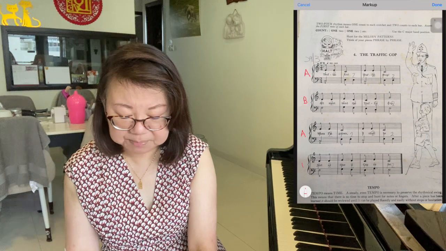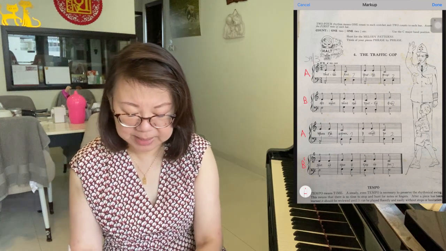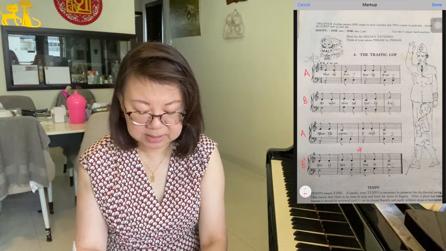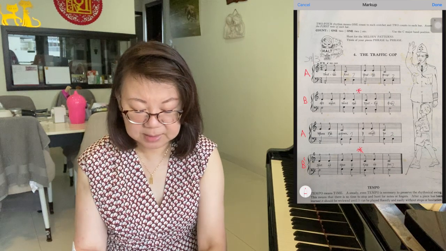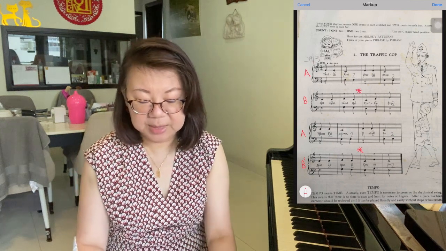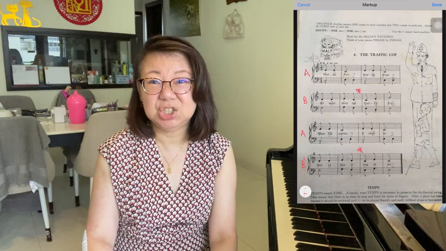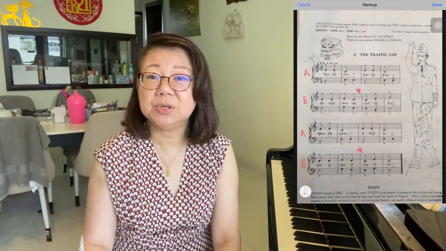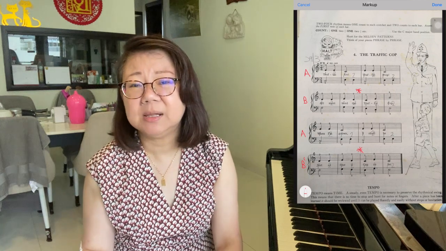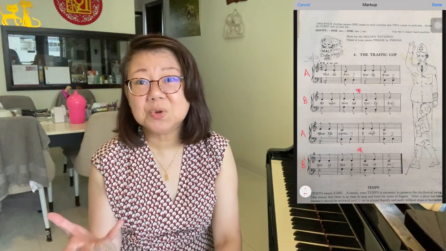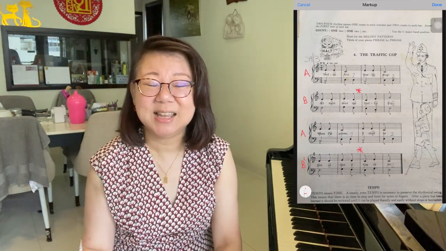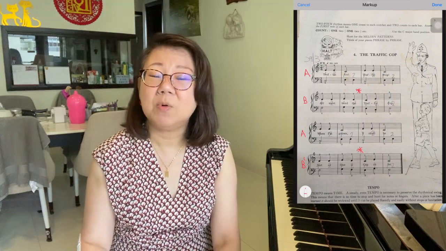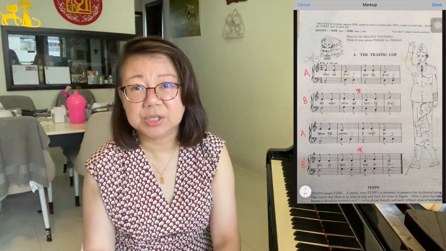You'll notice that B section is almost the same except for the ending. And I'm going to put a star at the spots where the pattern changes. Right, I'm going to also look at what are the possible new concepts that the student is going to learn and what are the concepts they already know.